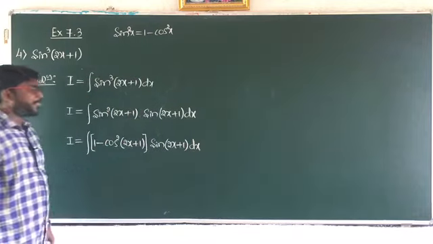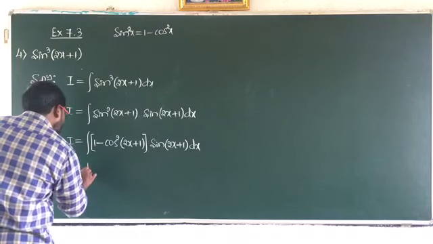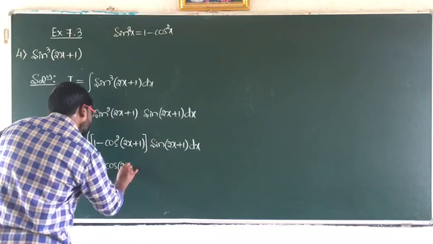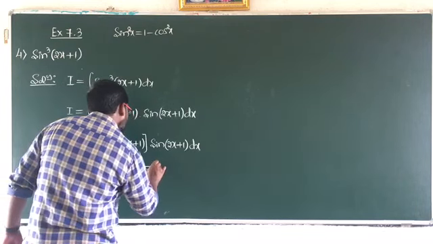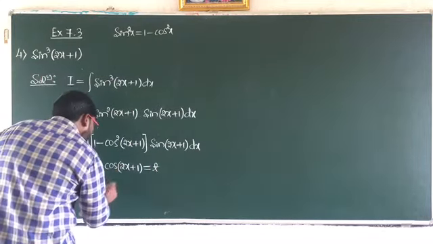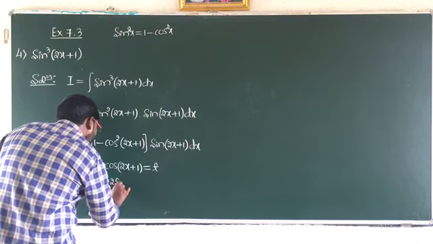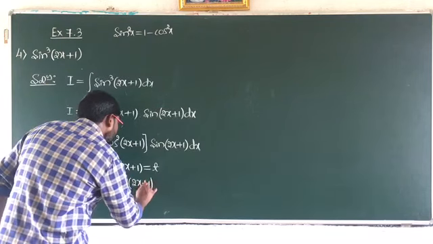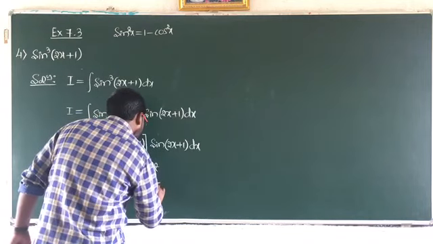dx. So now I go for the substitution. I take cos 2x plus 1 as t. Put cos of 2x plus 1, which is equals to t. Now differentiate both the sides with respect to x. So what do we get now? Cos of 2x plus 1 will be minus 2 sin of 2x plus 1, which is equals to dt by dx.